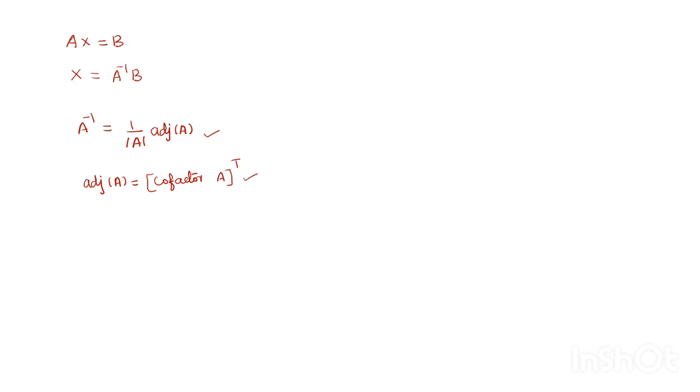For any linear equation, you may write Ax equal to b. If you want to find the value of x, x equals inverse of A into b. What is A inverse? A inverse equals 1 by determinant of A into adjoint of A. What is adjoint of A? Adjoint of A equals the transpose of the cofactor of A. So if you want to find a solution of any linear equation, you must find the adjoint of A. From adjoint of A, you can find A inverse. From A inverse, you can easily simplify the solution of x.